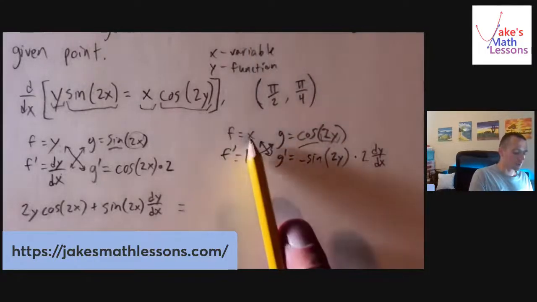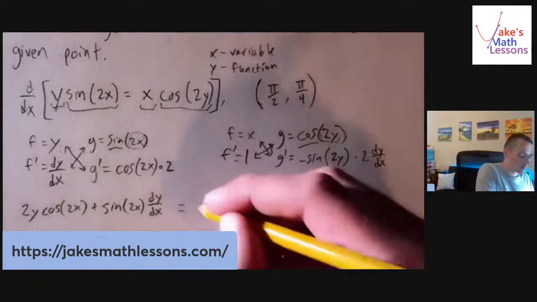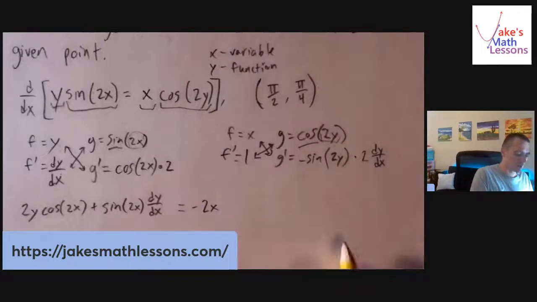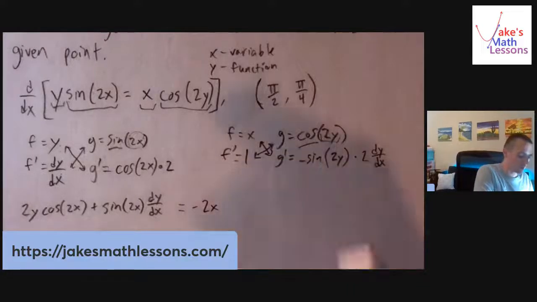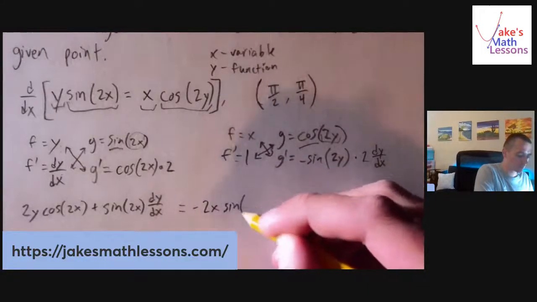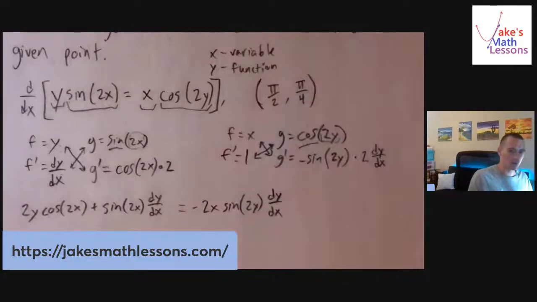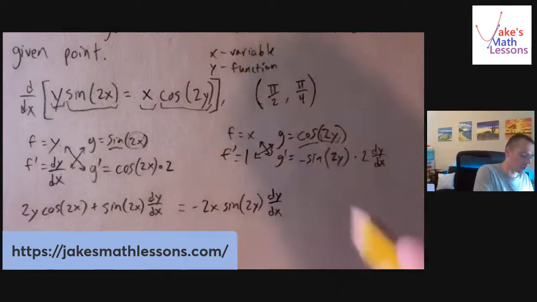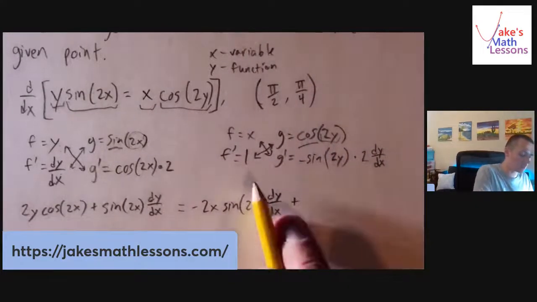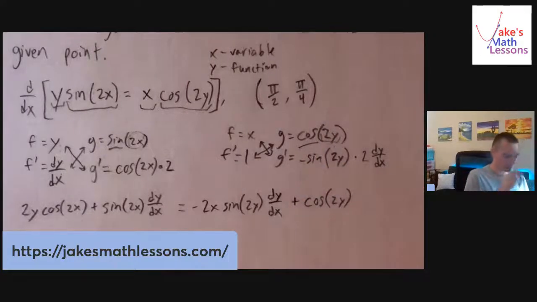So then by product rule, we will cross multiply these. So we will get x times all this stuff. So we're going to have negative 2x times sine of 2y times dy dx. And then we're going to have 1 times cosine of 2y, which is just cosine of 2y. So then we're going to add in cosine of 2y, and that is due to the product rule.